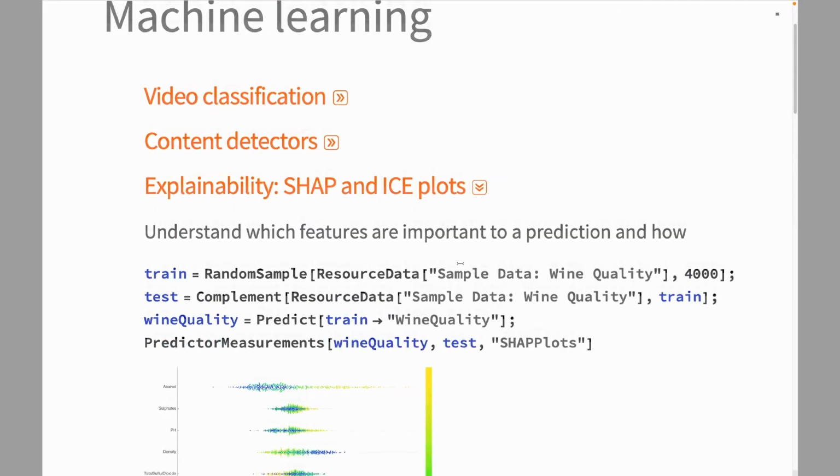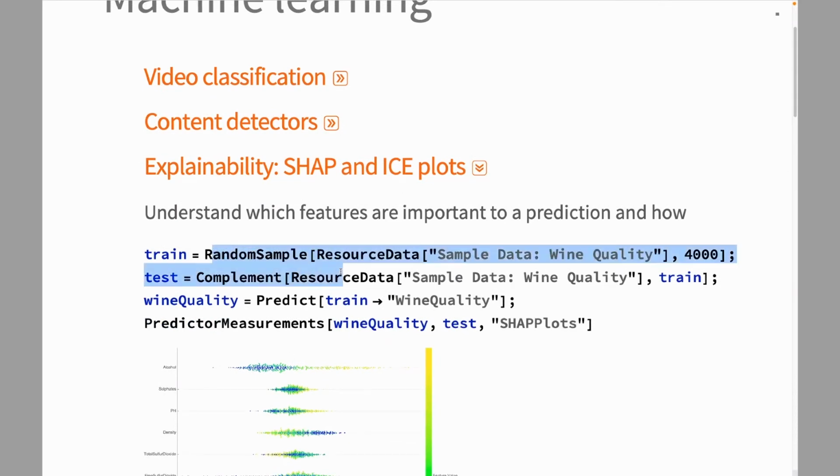So here's the example to make this make sense. I've done a classic demo example. I've got some data sets on wine quality, and I've used this fully automated predictor function to take that data and predict the wine quality column out of, I think, about 10 measurements. Then we use the test data that we held back to do predictor measurements on it.